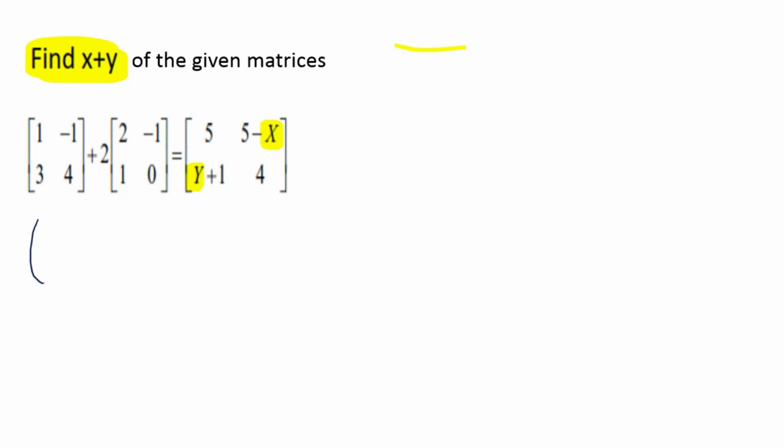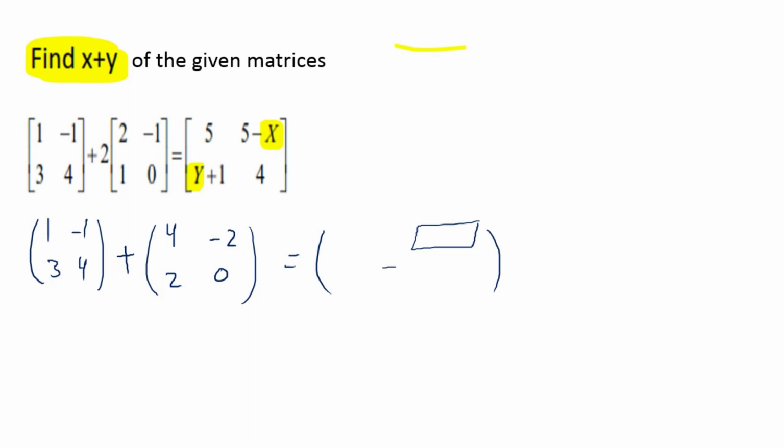First, I'm going to start by simplifying the second matrix. So I'm going to write it as 4, negative 2, 2, and 0 after multiplying 2 by each element here. So 2 by 2 is 4, 2 by negative 1 is negative 2, 2 by 0 is 0. Then I'm going to add only the elements corresponding to x and y. So negative 1 and negative 2 is negative 3, and 3 plus 2 is 5.